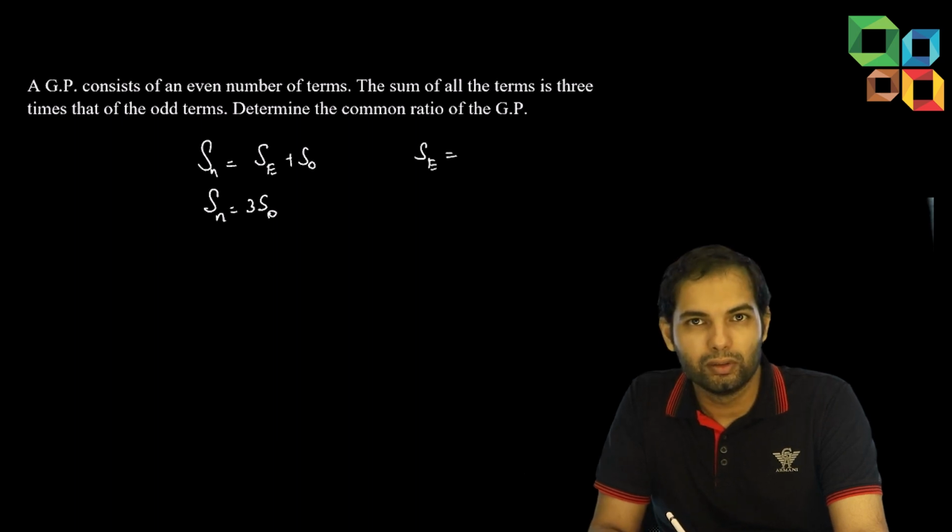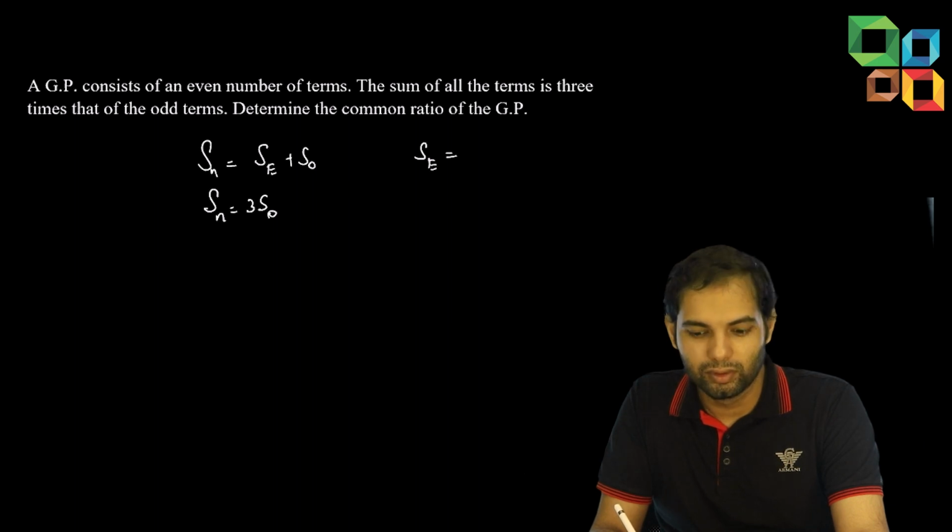What is S even equal to? You can see here itself, no? These two equations, can't you? We say Sn is this, Sn is 3 S odd, so Sn is this also. So S even should be equal to 2 times sum of odd terms, right?